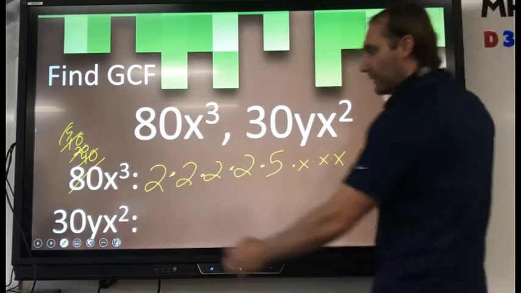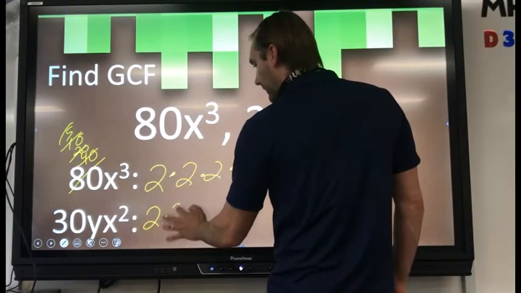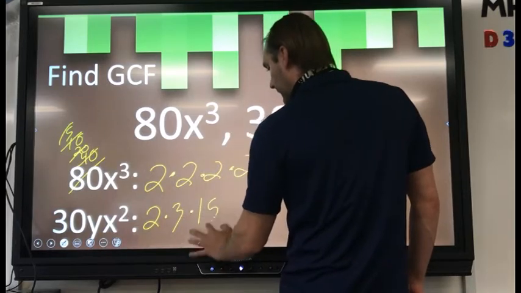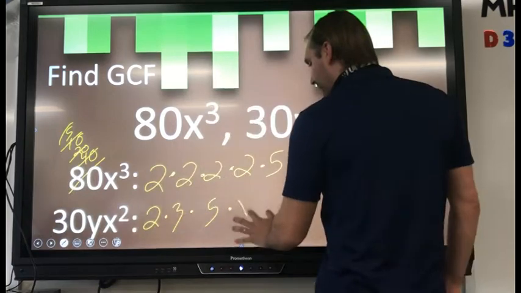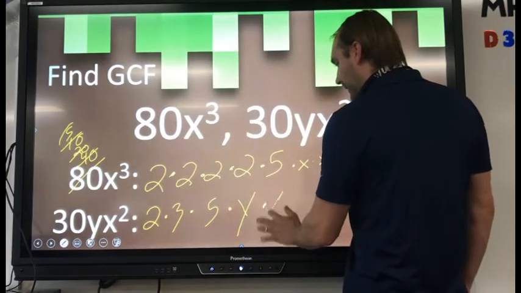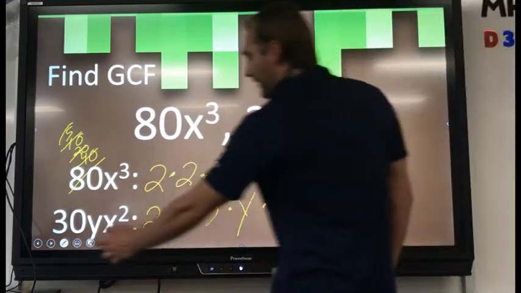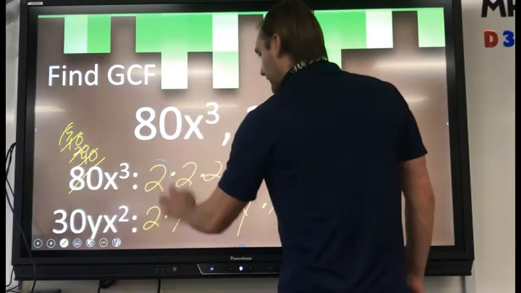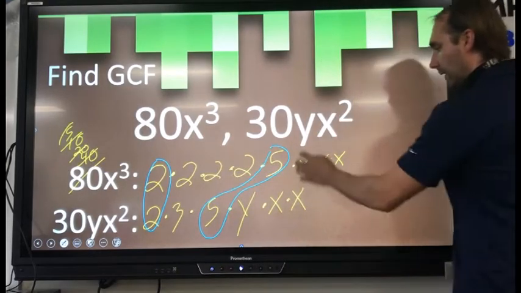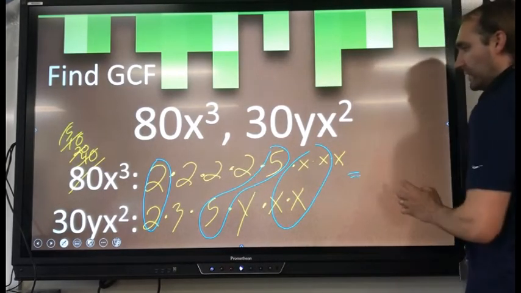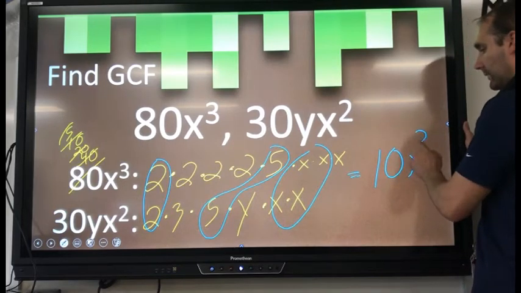Now let's do 30, which we are already seeing actually. It was 2 times 3 times 5. I have a y and 2 x's. So what do they have in common? A 2 and a 5, and 2 x's. So therefore my GCF is 10x squared.